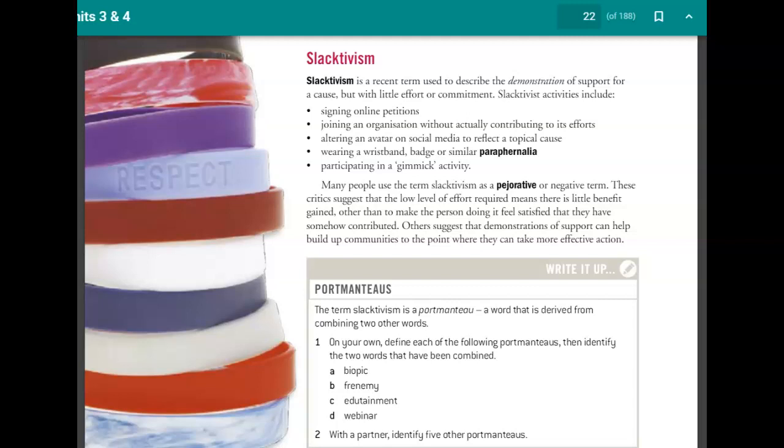Many people use the term slacktivism as a pejorative or negative term. These critics suggest that the low level of effort required means that there is little benefit gained other than to make the person doing it feel satisfied that they've somehow contributed. Others suggest that demonstrations of support can help build up communities to the point where they can make and take more effective action. The whole idea of climate change and protesting about climate change and all of the marches that young people have gone on, which is fantastic.